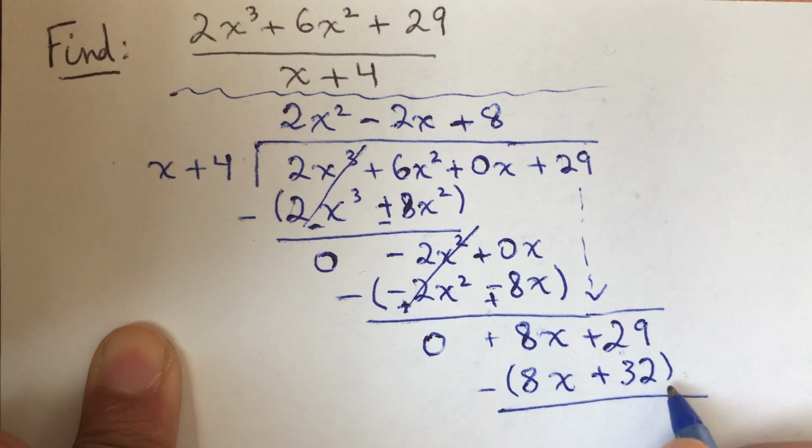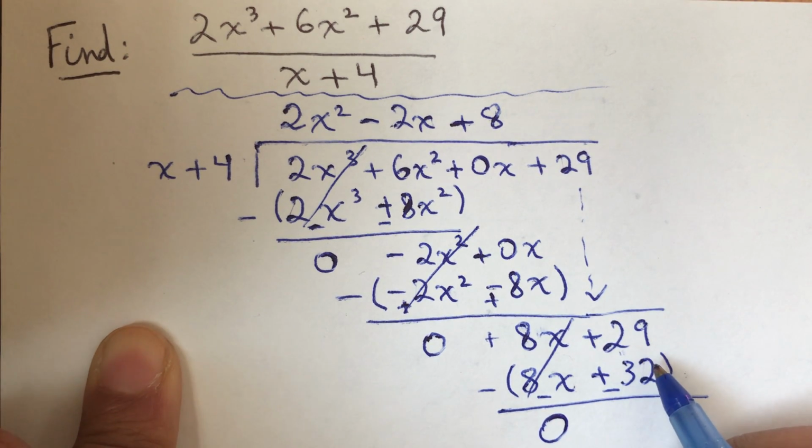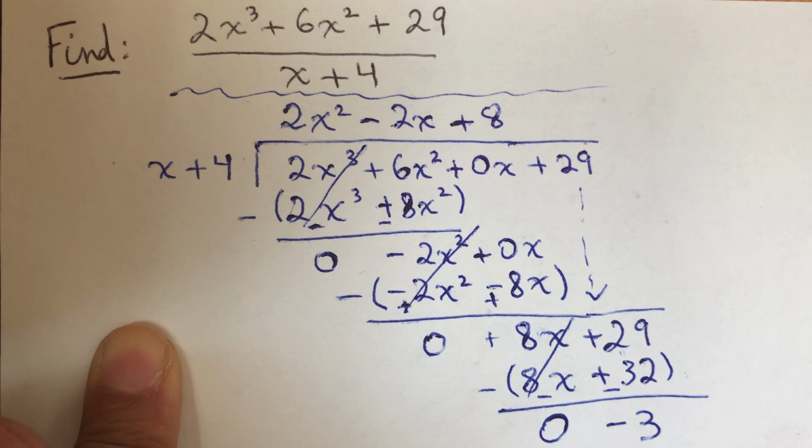Subtract. This is a negative, and negative times a positive is a negative. This crosses out, I get a 0. 29 minus 32 gives me a negative 3. So now we have a remainder of negative 3.